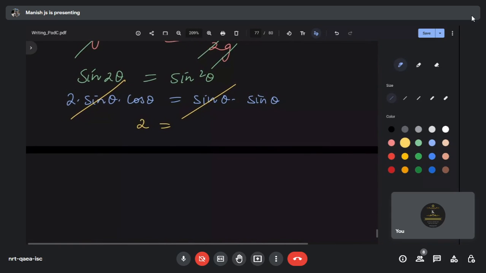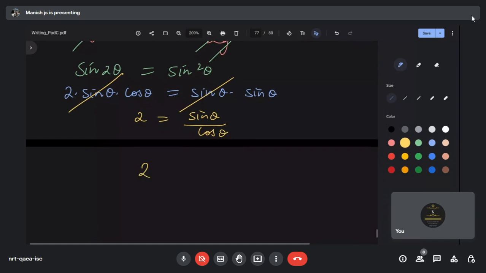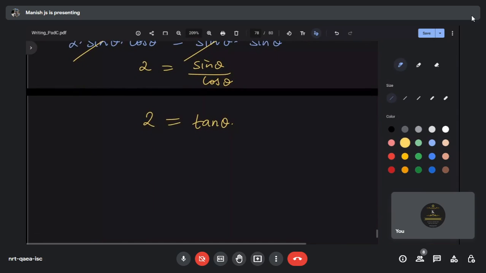If cos goes down, you will get tan, right? Tan theta. Yes, sir. 2 is equal to sin by cos. So we can write 2 equal to tan theta. So that is the relationship: tan theta is equal to 2.